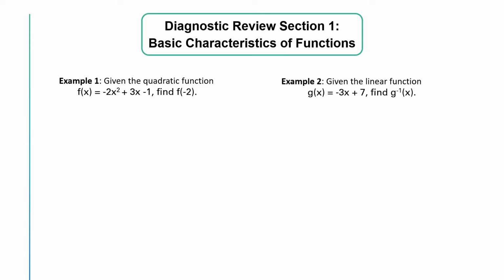So you should have printed out or have downloaded and you're following along with the handout that matches this PowerPoint. We're going to look at example 1 here. Given the quadratic function f of x, so it's quadratic because it has a power of 2 in it, find f of -2. So review from grade 11, f of -2 means everywhere I had an x, I have to replace it with a -2.